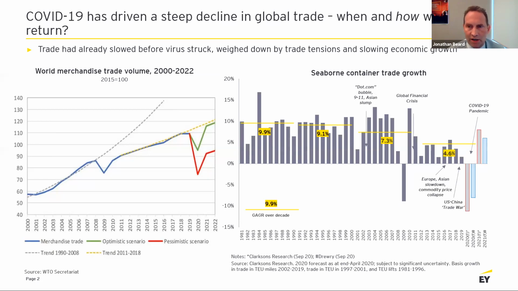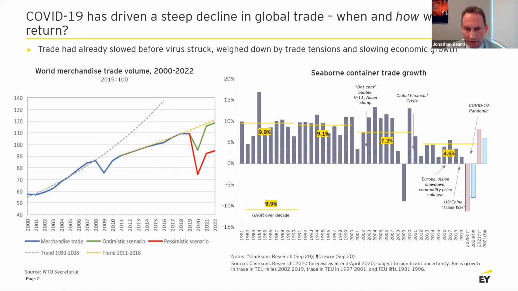On the right-hand side is the picture for seaborne container trade. There's a number of things to highlight here. The first is actually the rate of growth of seaborne container trade has been on a downward trajectory for some time. If you look at the yellow figures, which are compound annual growth over the previous decade, you can see it dropping from 9.9 to 9.1 to 7.3, and then considerably lower in the most recent years. You can see on the right-hand side, those 2 columns are projections for what the 2020 ultimate numbers were and what they expect for 2021.